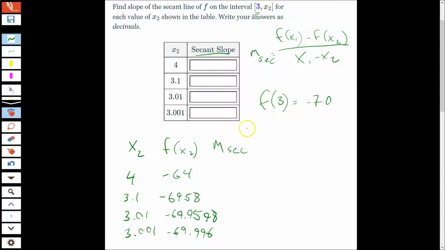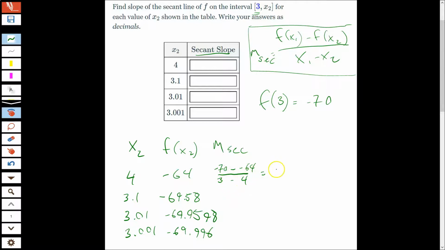Okay. Now, this information is going to help us find these secant slopes. So what goes in here is the result you get when you plug everything into our slope formula here. So we will do negative 70 for this one, minus negative 64, and then 3 minus 4 on the bottom. Okay, so that's my f of 3 minus f of 4, and then 3 minus 4. Okay, and then whatever you get here is your secant slope for that particular secant line.